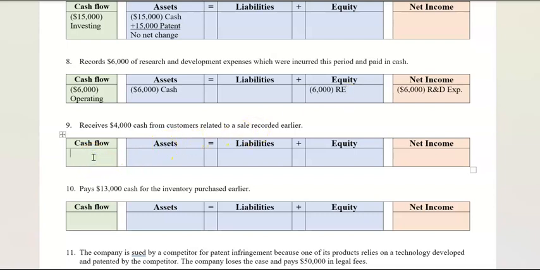In transaction 9, the company receives $4,000 cash from the customers that were related to a sale that had been recorded earlier. All right, so we're getting the cash. Cash is going to go up by $4,000. Under the asset section, let's show that cash went up $4,000. And then what's the other side of this transaction? We're not recording a sale. We had previously recorded the sale. What we need to do is remove the account receivable.